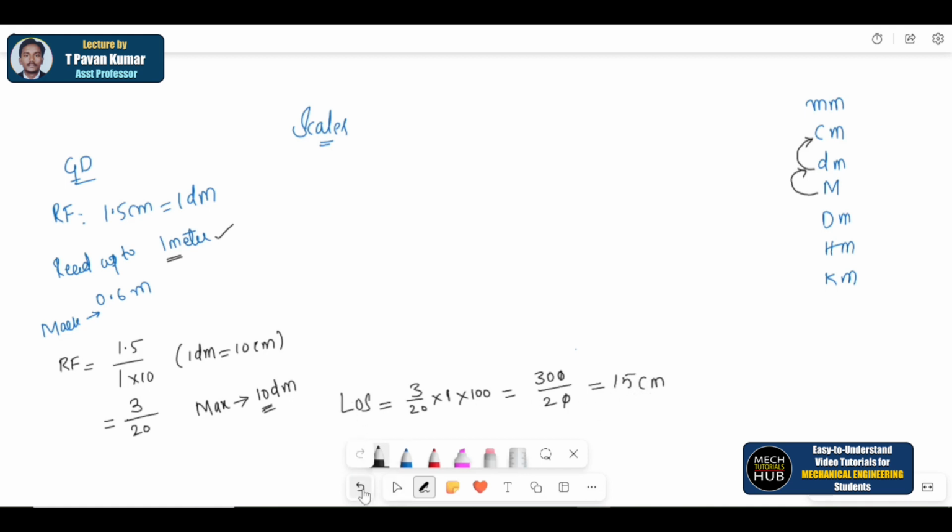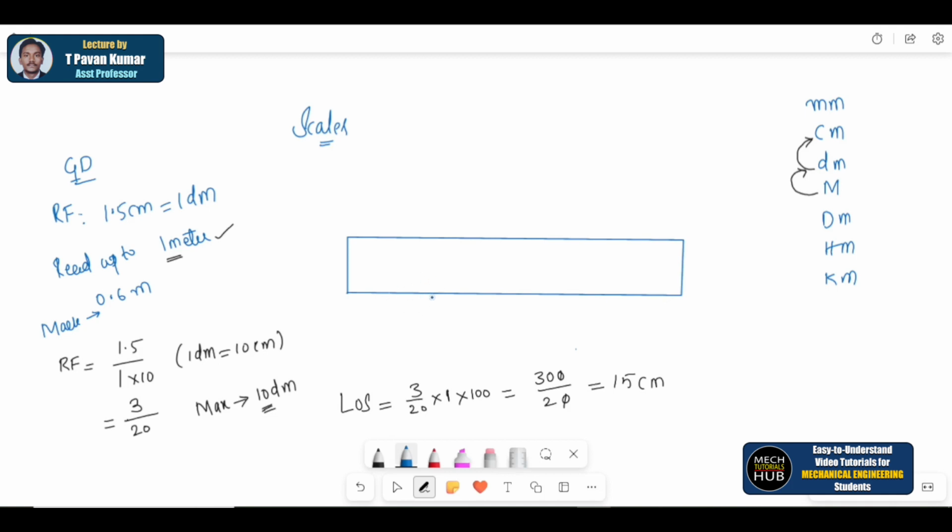Okay, so let me draw a line of 15 centimeters. Let us say this is a line of 15 centimeters. Then what should be the width of the scale? When it comes to a plane scale, the width should be 1.5 centimeter or 1 centimeter. So a 1.5 centimeter, then again one more line parallel to the baseline. Okay, and I'm closing it.